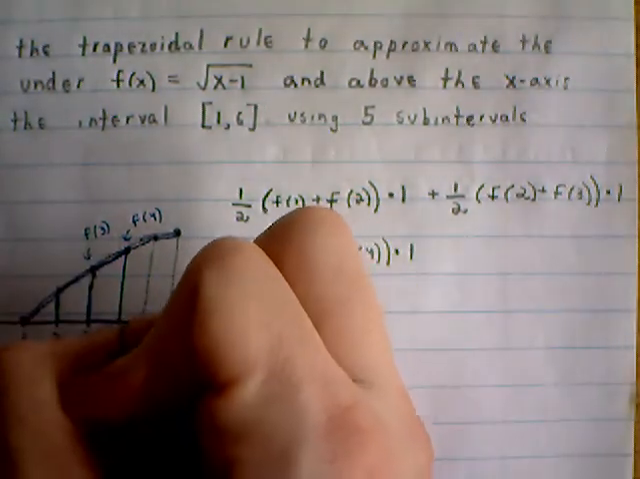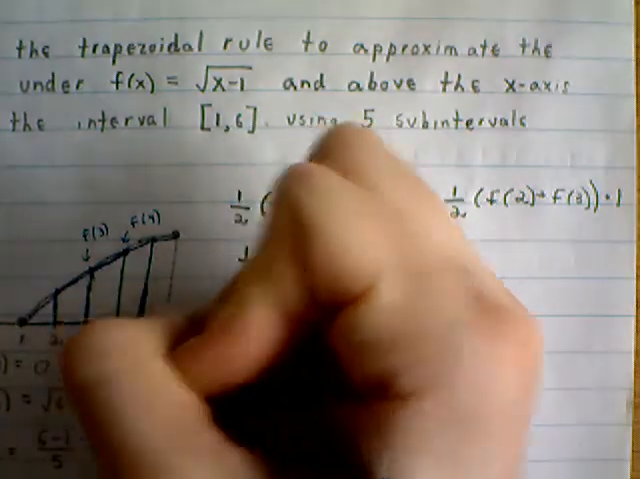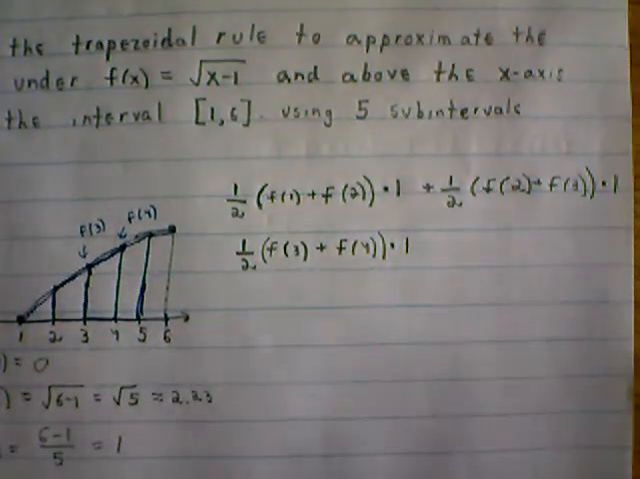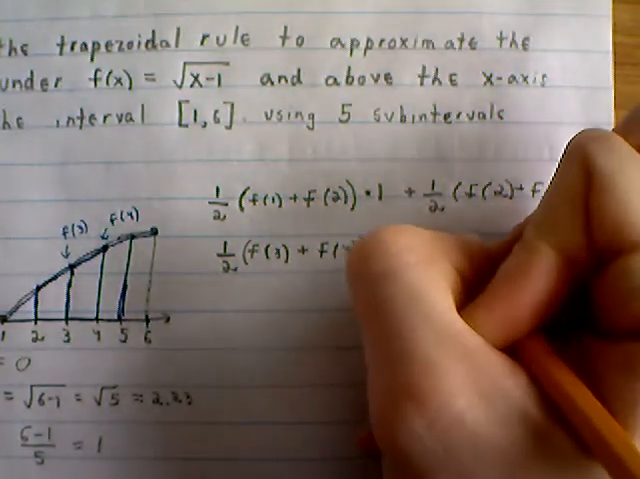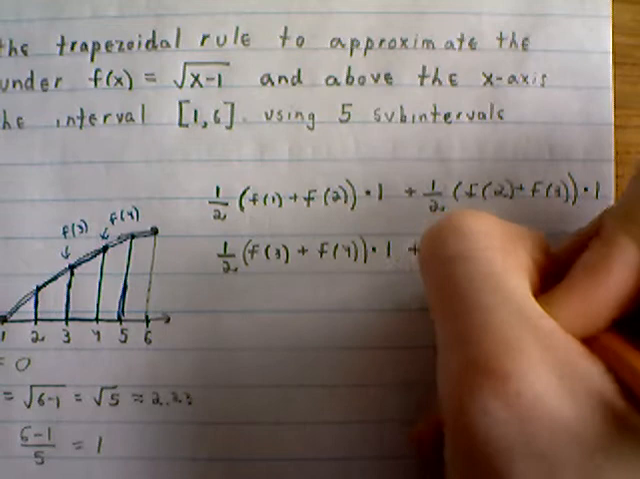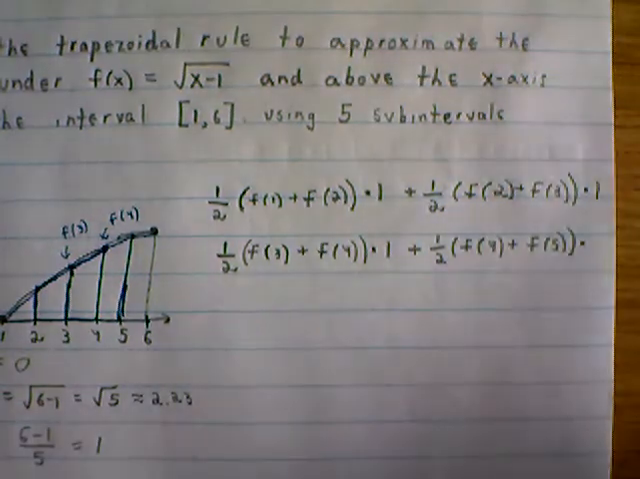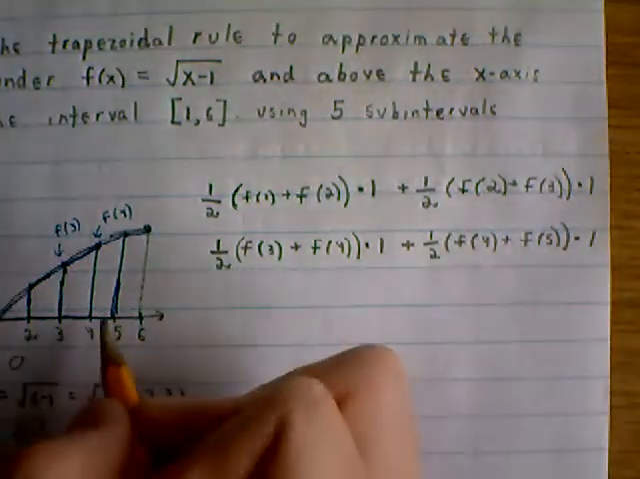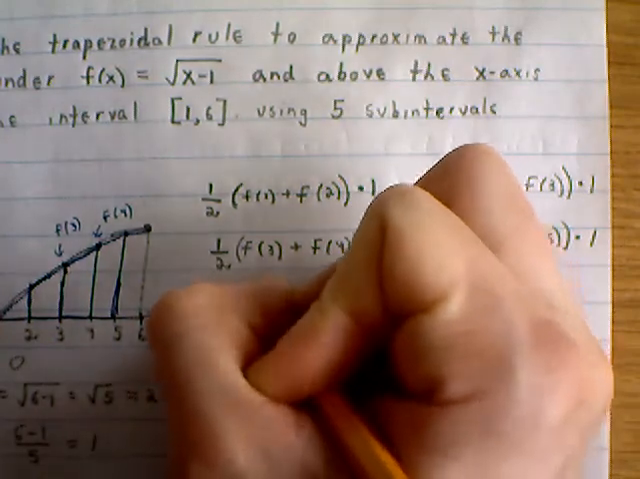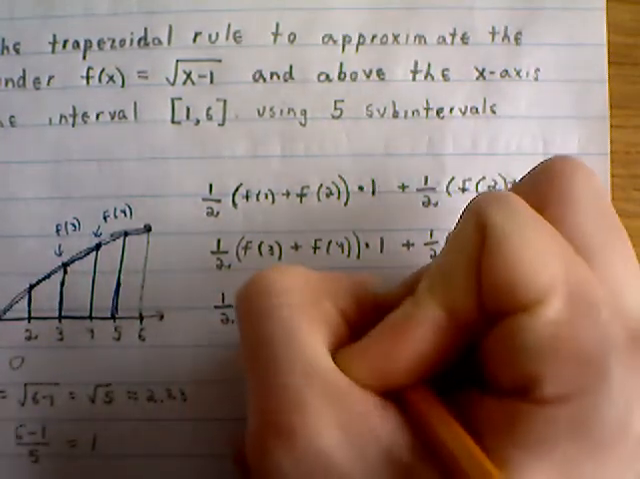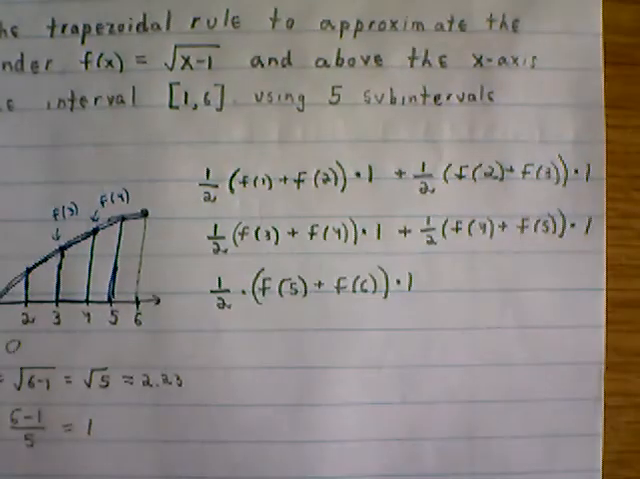I'm on the fourth trapezoid now. So for the fourth trapezoid, plus 1/2 f of 4 plus f of 5 times 1, because my height is 1 still. And the last trapezoid, 1/2 times f of 5 plus f of 6 times my height of 1.